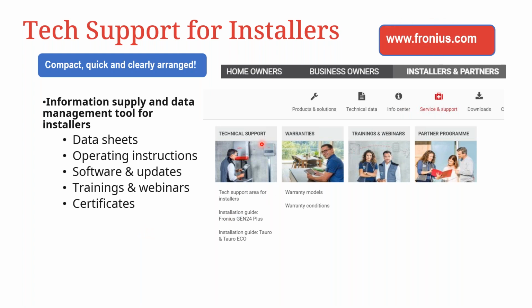And once you are there, we have 3 business units. So the business unit of interest would be the solar energy business unit. Once you are in the solar energy business unit, then there are also 3 categories: for homeowners, business owners, as well as installers and partners. So as an installer, then you go to the installers and partners section. And once you click on that, you'll get also a sub-menu from products and solutions, technical data, info center, service and support. So service and support is what would be of most interest to you as an installer.